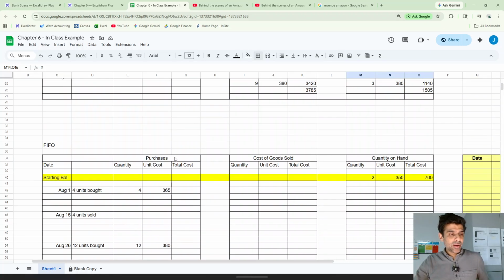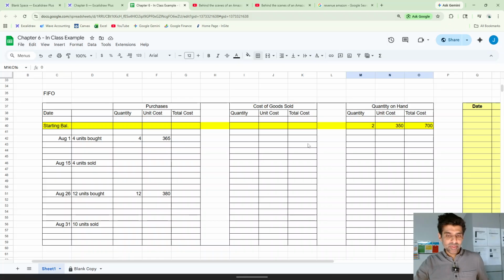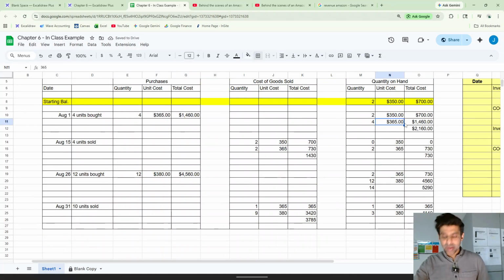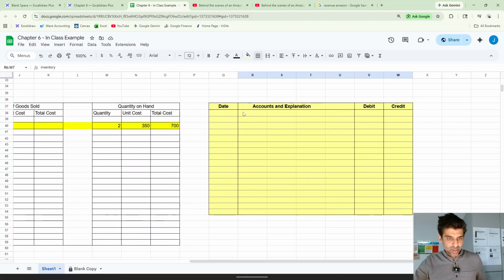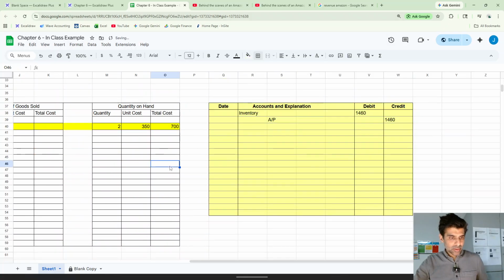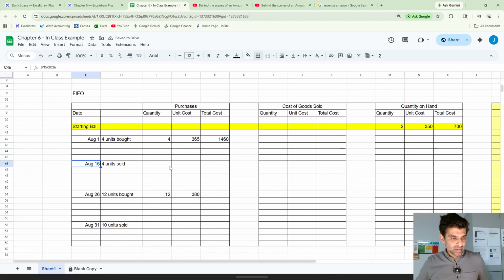Okay. All right. So now let's look at FIFO. Same purchase transaction, nothing different. Purchase transactions, again, are totally unaffected by our inventory costing method. So it's going to be this exact same journal entry. Okay, so the first transaction is the same.